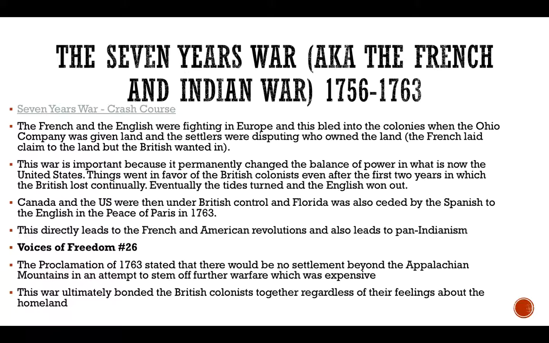This leads directly to the French and American revolutions, and also leads to this concept of pan-Indianism. Pan-Indianism is this idea that these different tribes, different groups of people who are all categorized under this larger umbrella of Native American would join together, even if they had been perceived as enemies prior to this point, because there was a greater enemy that was going to be running them out of their land.